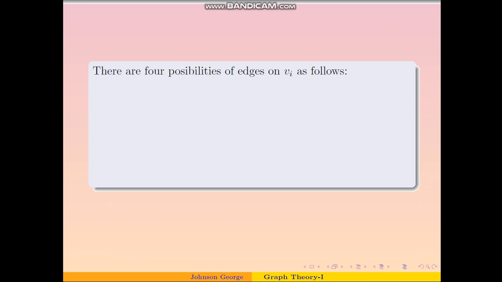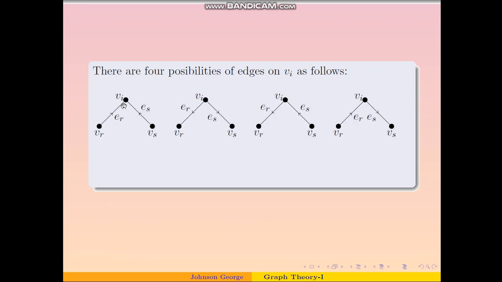Then there are 4 possibilities for the edges. I know that the vertex Vi is in the cycle, and I also know that the edge Er is incident on Vi and the edge Es is also incident on Vi. So there are these 4 possibilities. The first possibility is that both the edges have this direction. The second possibility is that the edges have opposite directions, and these are the 4 different possibilities. Now first of all, let us consider this possibility, and then in that case I have to prove that the addition is equal to 0.